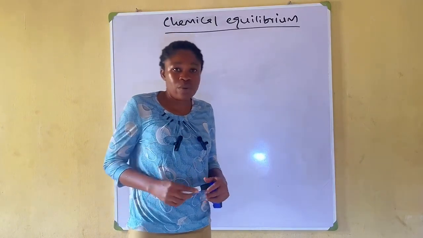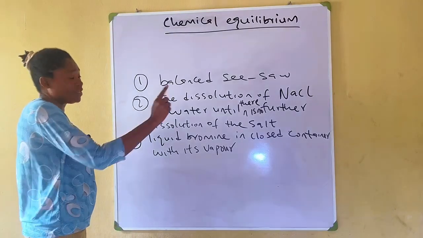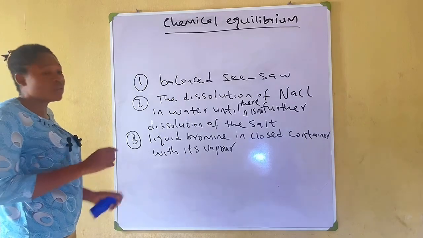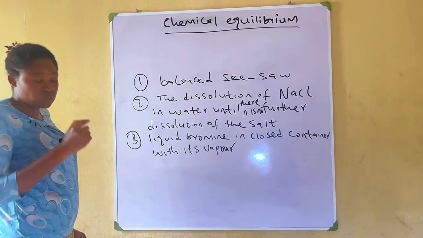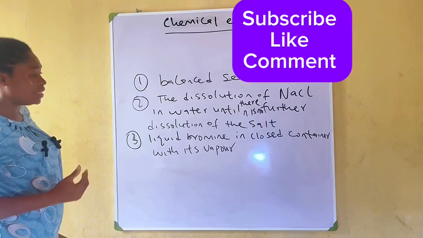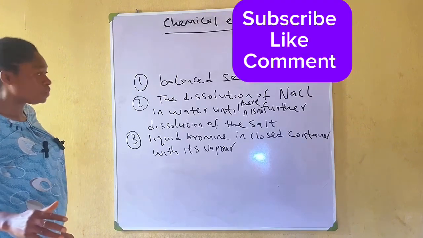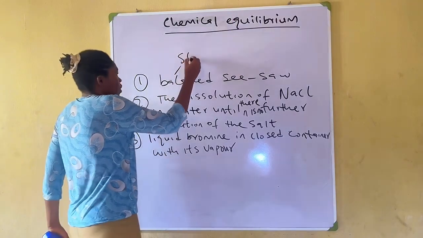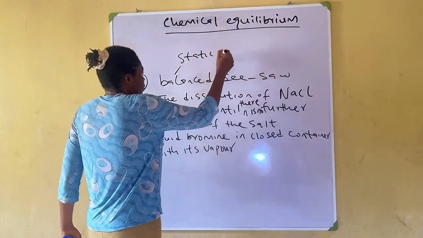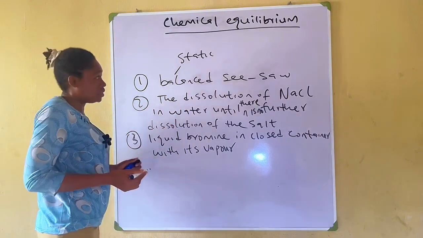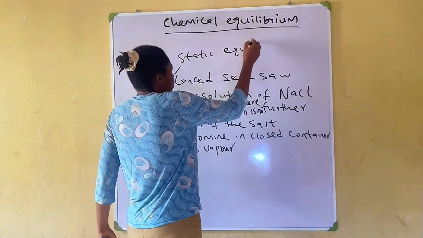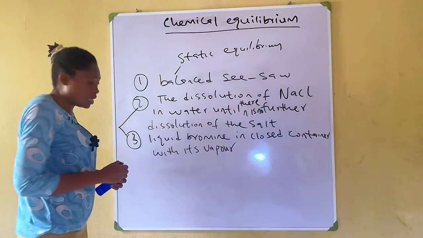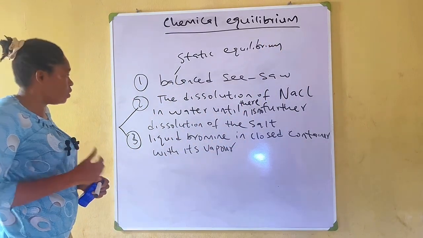Okay, we're going to look at examples of equilibrium. Number one is a balanced seesaw. Number two is the solution of sodium chloride in water until there is no further dissolution of the salt. Number three, liquid bromine in a closed container with its vapor. So number one is an example of a static equilibrium, because it is at rest. Number two and number three are examples of a dynamic equilibrium.